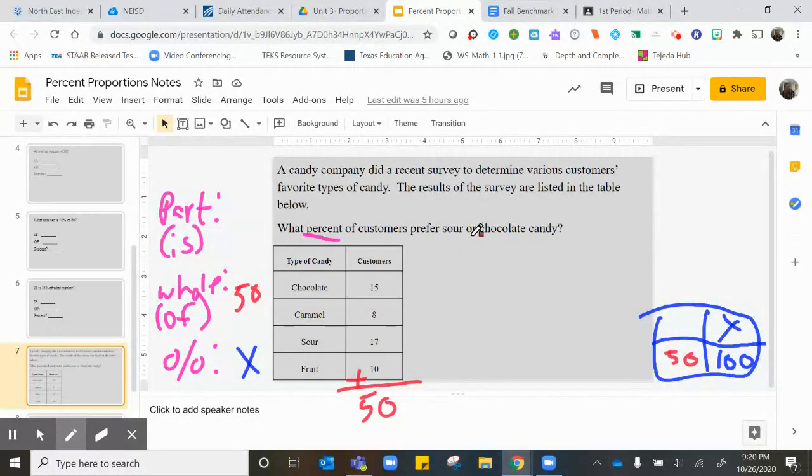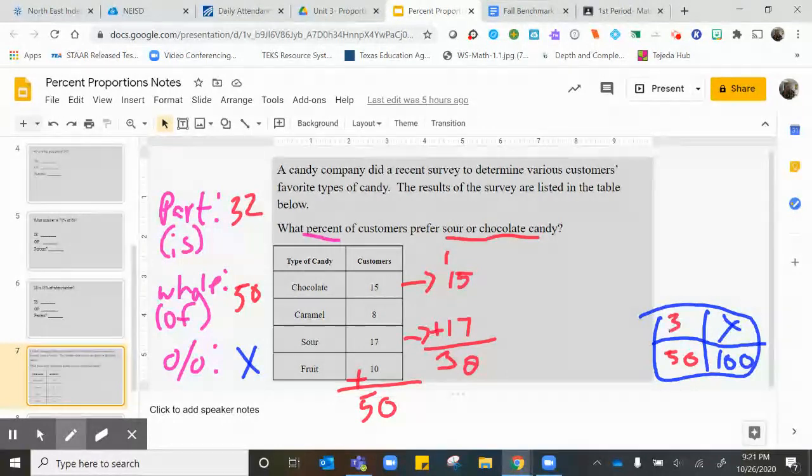Now it says prefer sour or chocolate. Well, that's a part of everything. So I need to focus on chocolate, which is 15, and sour, which is 17. And to figure out how many people total that is, I need to add together. And I get 32. So our part is 32. So sometimes you may have to read into the problem a little more to figure out your part and your whole. It may not just be given to you.